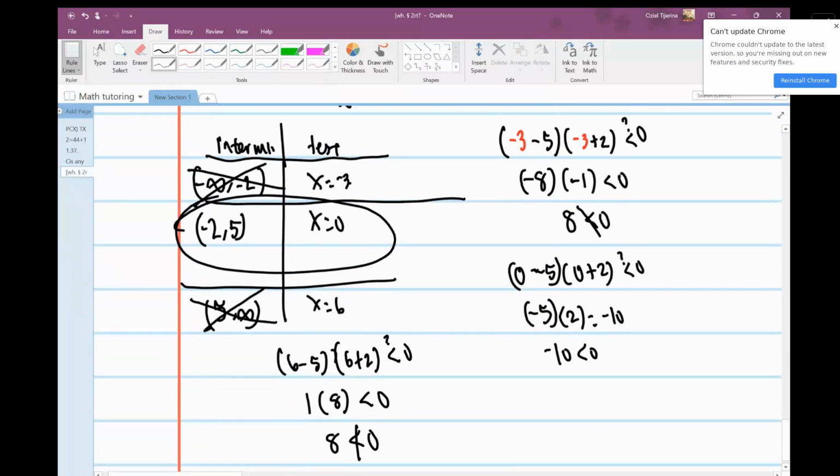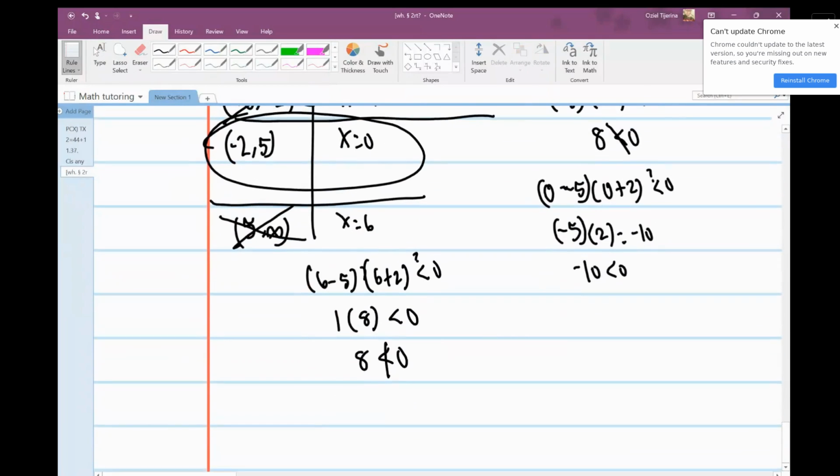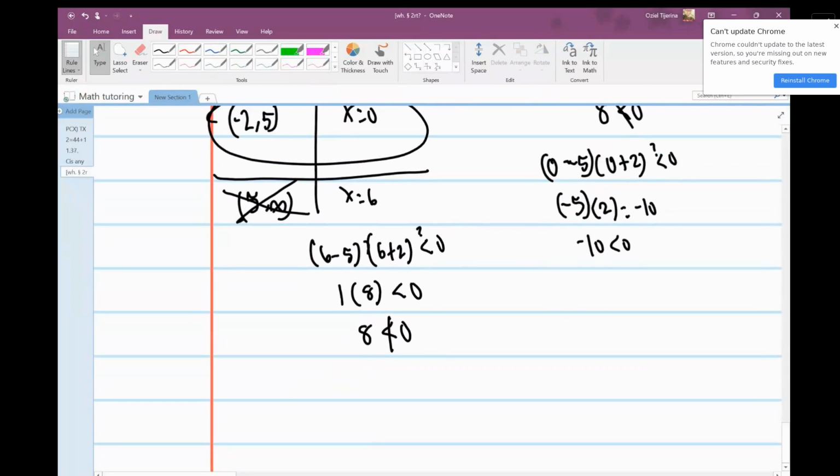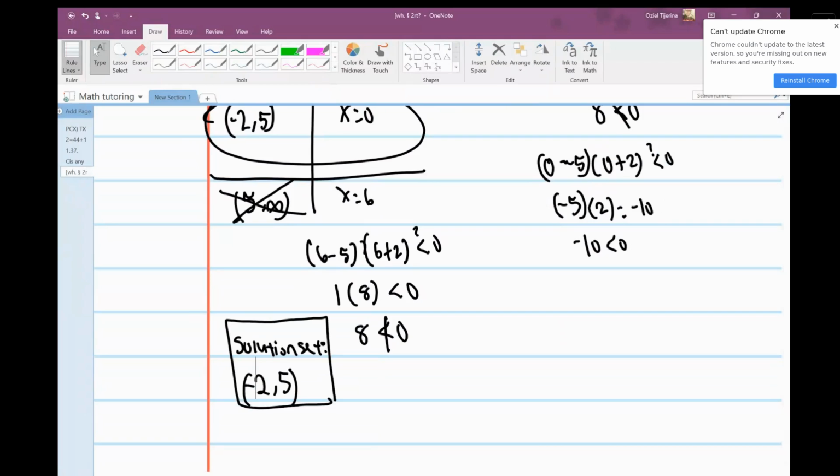So the only solution to this quadratic inequality is going to be negative 2 to 5. Like that, okay? So that is how you do that problem.